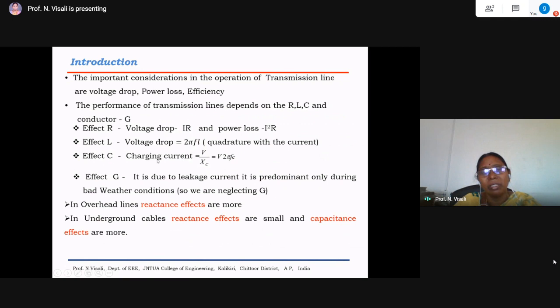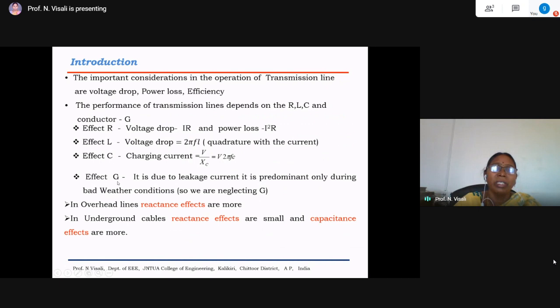Then the effect of G, that is conductance. It is due to leakage current. It is predominant only during bad weather conditions. So generally this conductance effect will be neglected. Only in bad weather conditions will this leakage current have much effect. So that's why this effect is not much predominant in the performance of the transmission line.